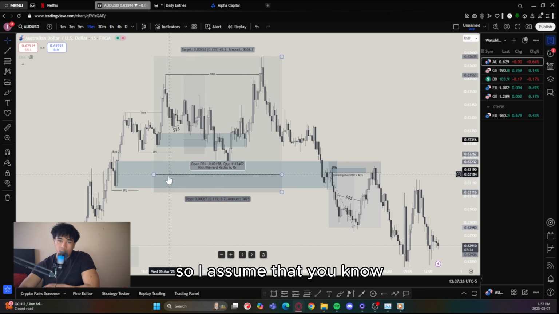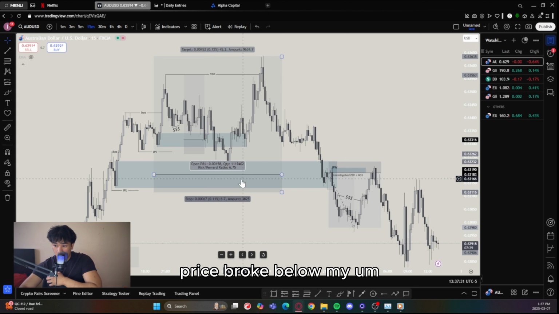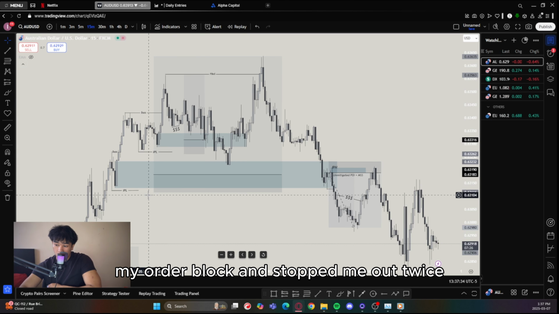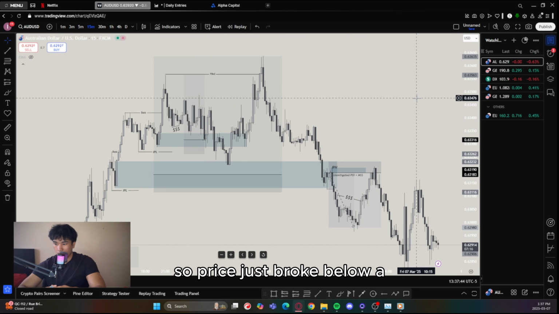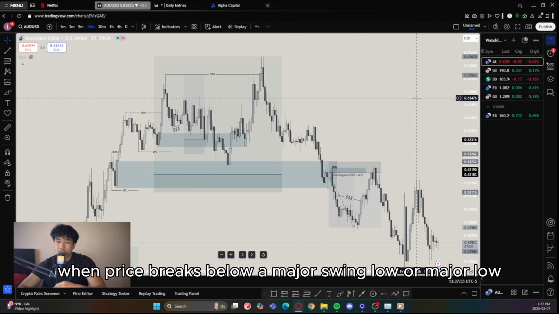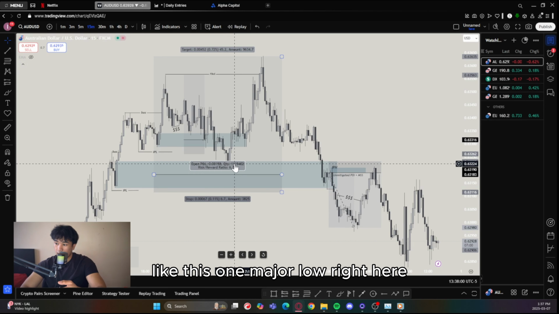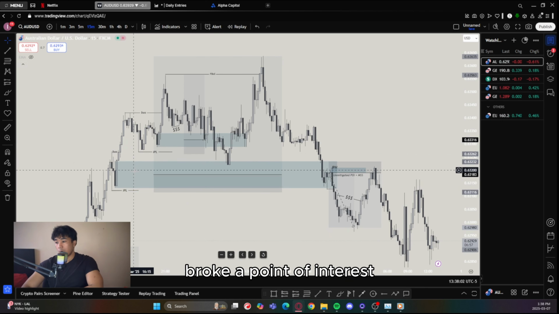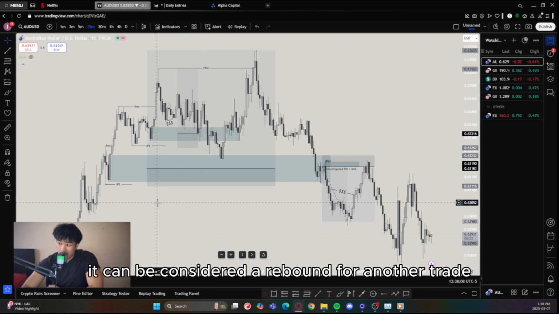So I assume that, let's say price does take me out of my stop loss. What is next? Price broke below my order block and stopped me out twice. So I got stopped out twice on the same day. So price just broke below a swing high and an order block. Most of the time what this means is a market structure shift, as I explained earlier. When price breaks below a major swing low, like this one, major low right here, and another one here broke a point of interest, it can be considered a rebound for another trade.